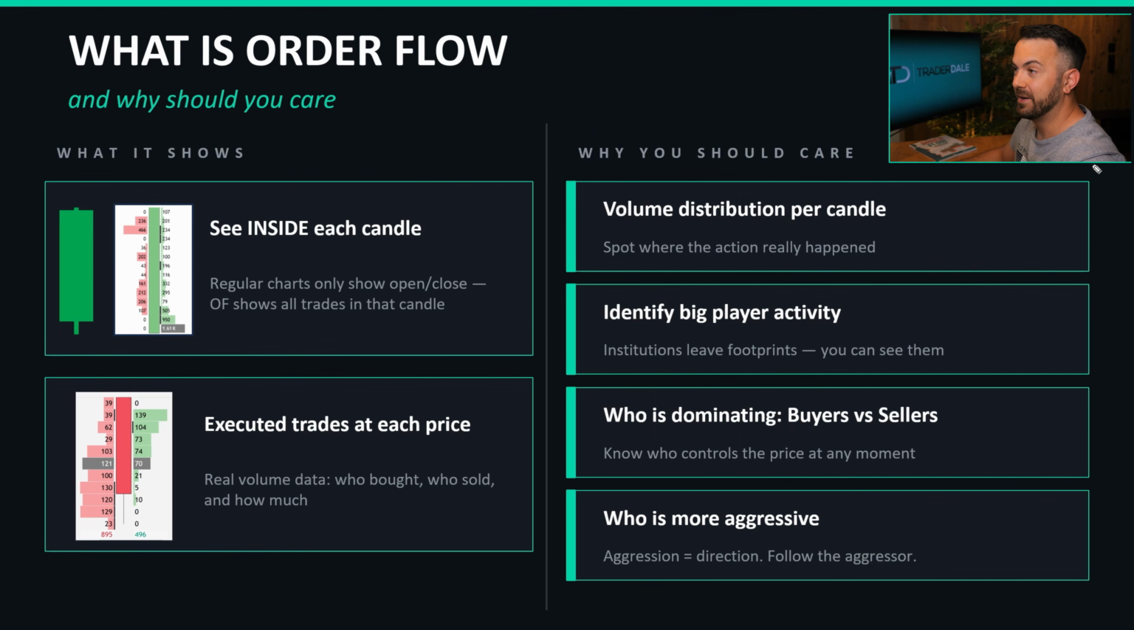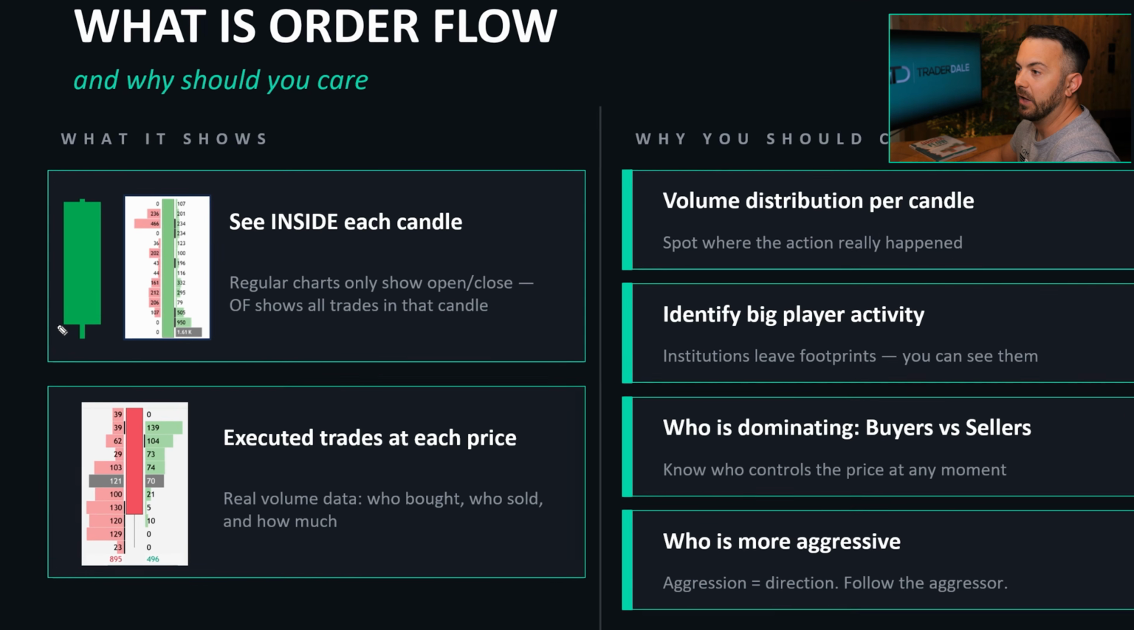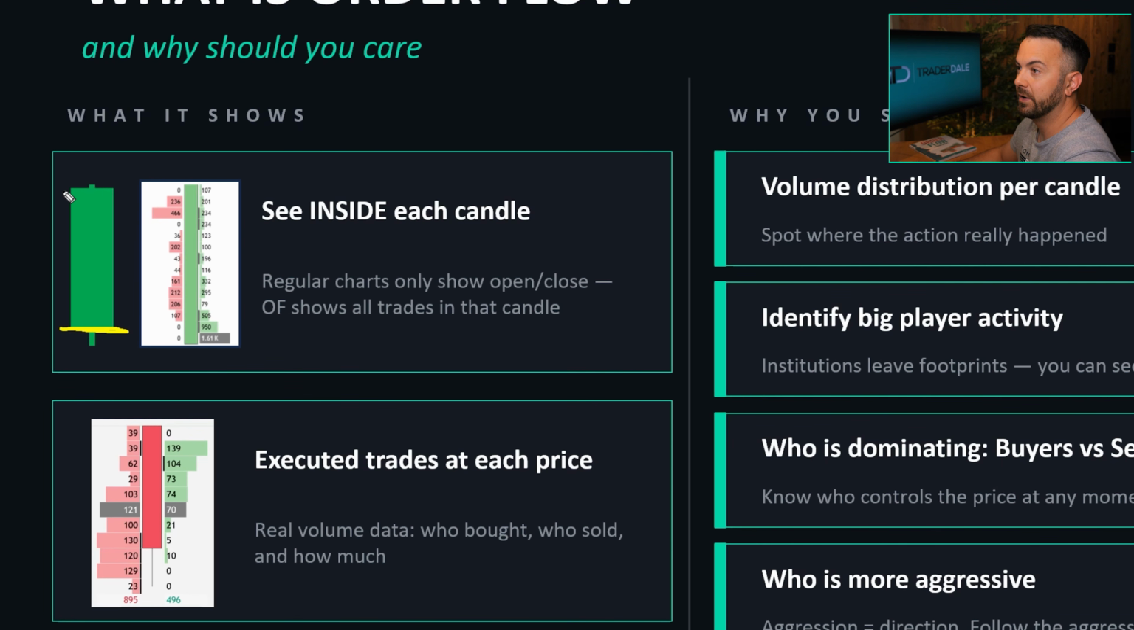And let me start by saying why you should even care about order flow trading. Order flow is a fantastic tool. If you compare order flow to a standard price chart, a standard candle only shows where it opened, where it closed, where the low was and where the high was, and that's about it. But order flow lets you see inside each candle, and it shows executed trades at each price.